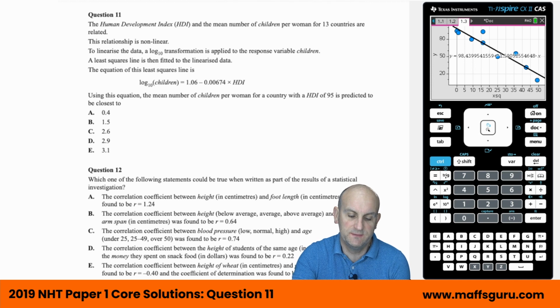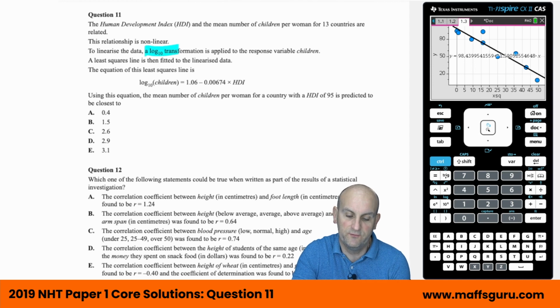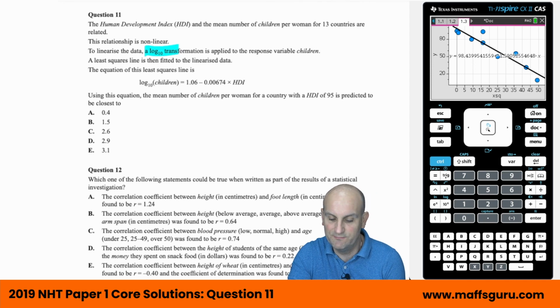Question number 11, the Human Development Index and the mean number of children per woman for 13 countries is related. The relationship is non-linear. To linearize the data, we're going to use a log 10 transformation. Okay, log 10 transformation is applied to response variable children. A least squares line is then fitted to the data. The equation of the least squares line is given by that.